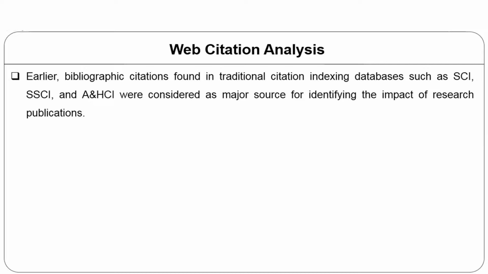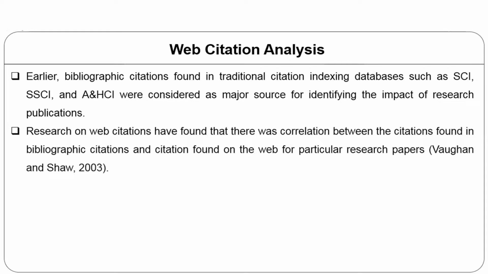However, the web provided a new method to overcome the limitations of bibliographic citation databases. It helps in finding the web citations for articles published online, largely for open access journals. Research on web citations has found that there was a correlation between citations found in bibliographic databases and citations found on the web for particular research papers.